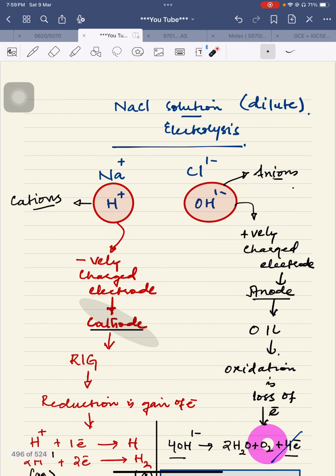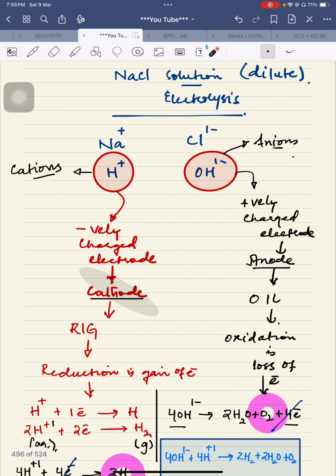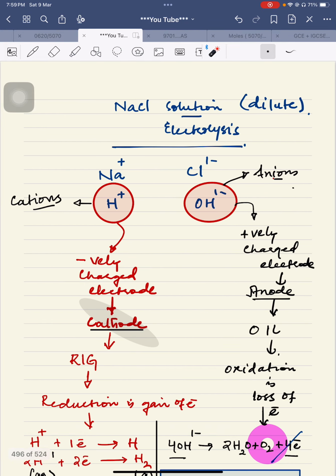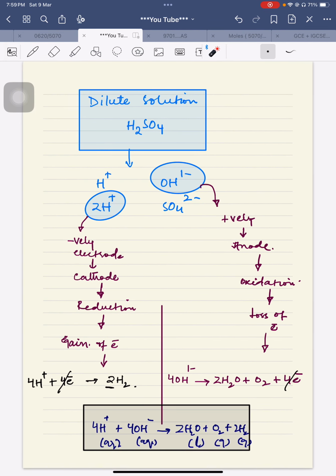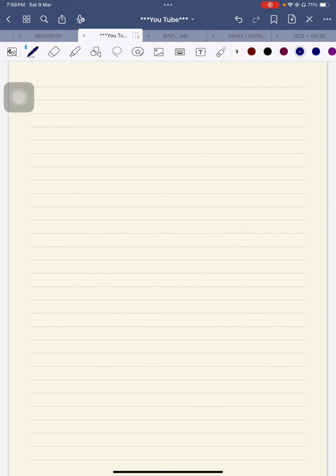Okay, so we are done with the electrolysis of a diluted solution of sodium chloride, and with the diluted solution of sulfuric acid. Now we are going to move towards the concentrated solutions. Concentrated solutions are those solutions in which the amount of the salt, the amount of the compound, is higher in the solvent, and that is called water.